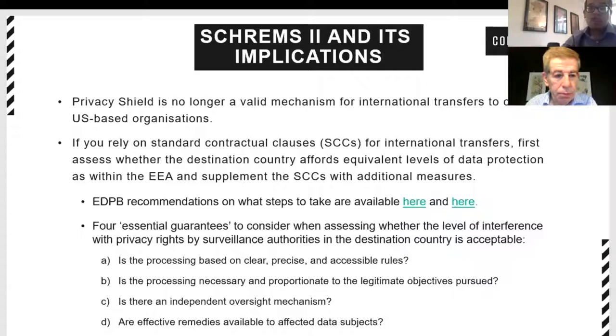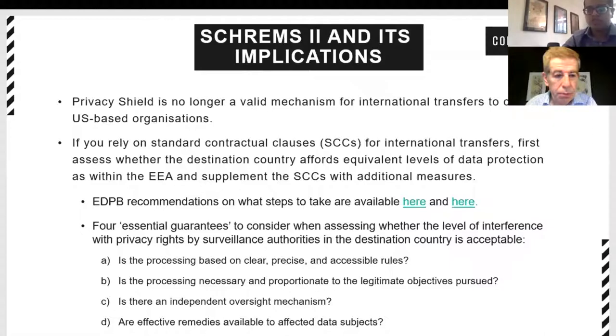Secondly, where you are relying on standard contractual clauses or SCCs, which are one of the appropriate safeguards that Howard just mentioned, when you're relying on those to send personal data outside of the EEA, simply putting those in place is not enough now. You're also required on a case-by-case basis to verify whether the destination country affords equivalent levels of protection of your personal data as within the EEA, and to supplement the SCCs with additional measures. And that's obviously quite a tall order, because it's effectively putting a burden on organizations who are exporting personal data to undertake an adequacy assessment.